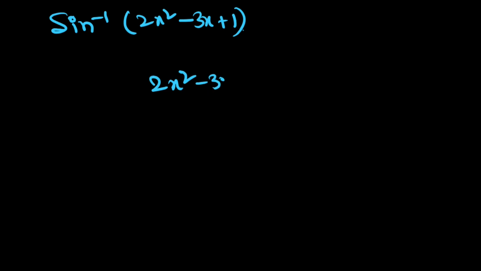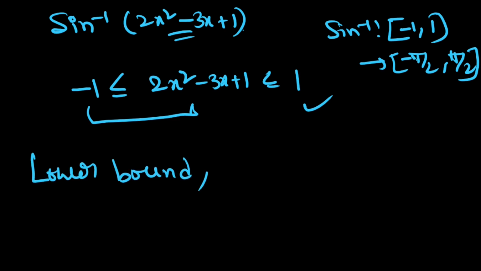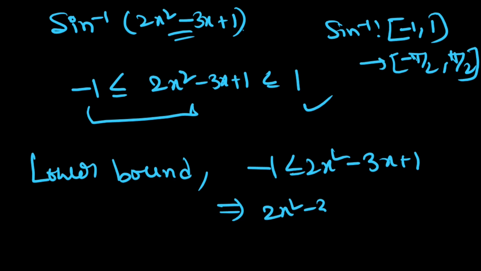Next, we want to find the domain of the sine inverse of 2x square minus 3x plus 1. So that means the value of 2x square minus 3x plus 1 is from minus 1 to 1, because sine inverse x is defined from minus 1 to 1, with range minus pi by 2 to pi by 2. So this value lies between minus 1 to 1. So when we take this side, that is the lower bound, minus 1 is less than or equal to 2x square minus 3x plus 1. This implies 2x square minus 3x plus 2 is greater than or equal to 0.